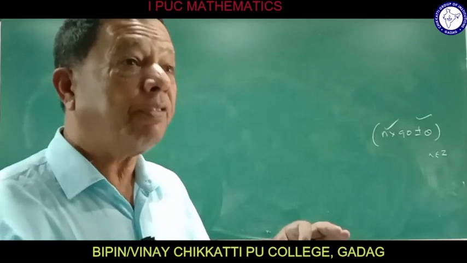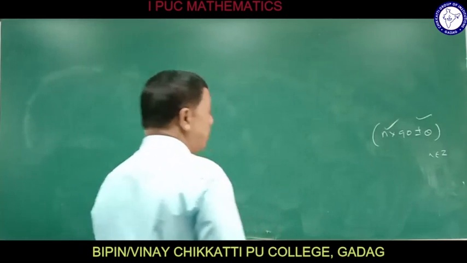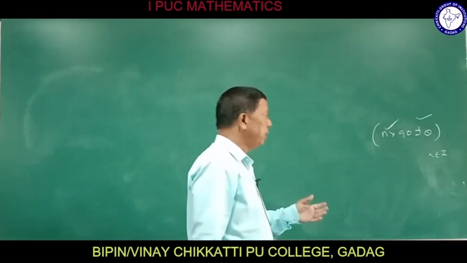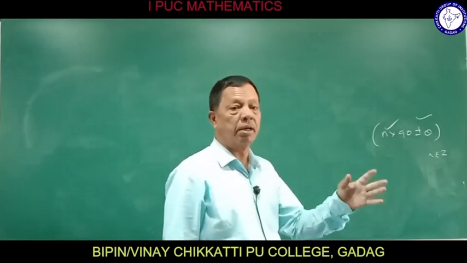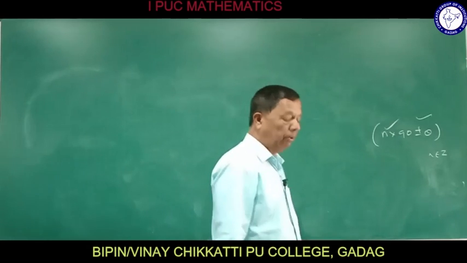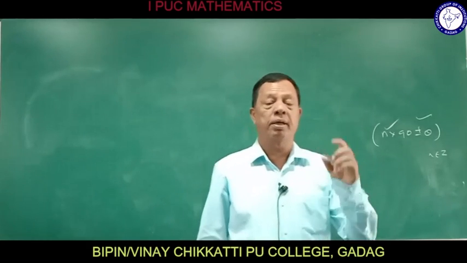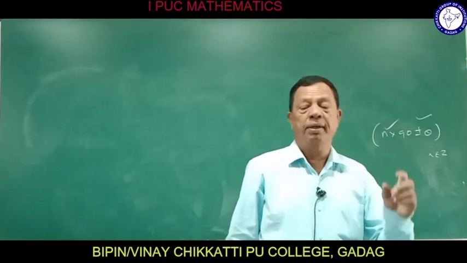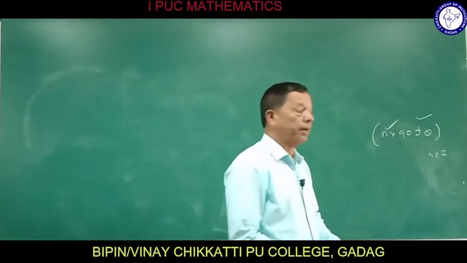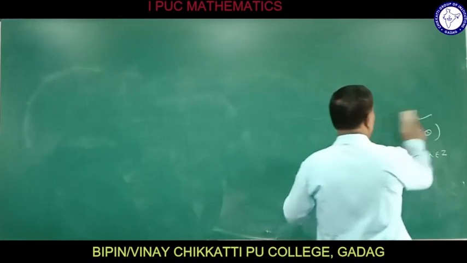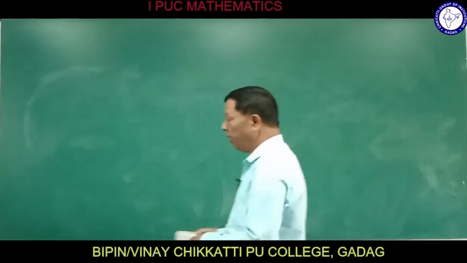The angles of the form n into 90 plus or minus theta, n into pi by 2 plus or minus theta are called allied angles. Finally, I tell you, allied angles means what? The angles of the form n into pi by 2 plus or minus theta are called allied angles. So now we have to discuss some important points regarding the allied angles.